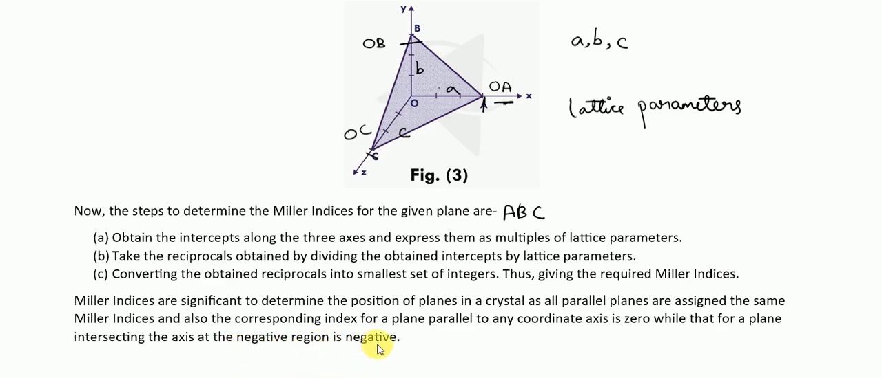So by knowing these indices, scientists can study and predict a crystal's properties, which is the key in material science and engineering. So let's recap the steps. First of all, we need to identify the intercepts along each axis. Then we will take the reciprocals of those intercepts. And after that, the final step is to convert them to the smallest integers in order to find the Miller indices.